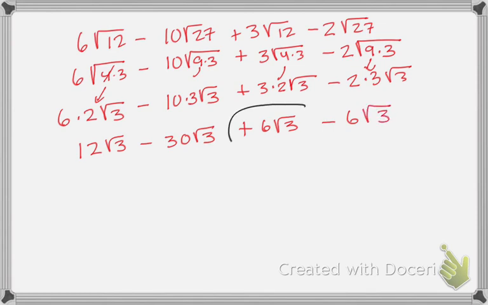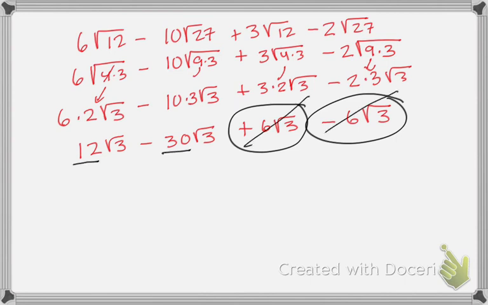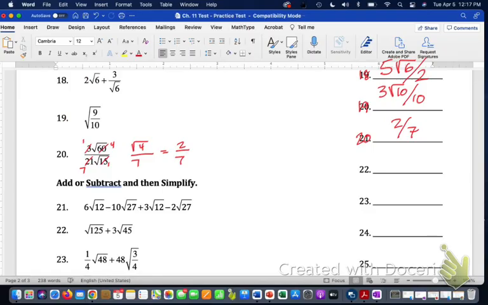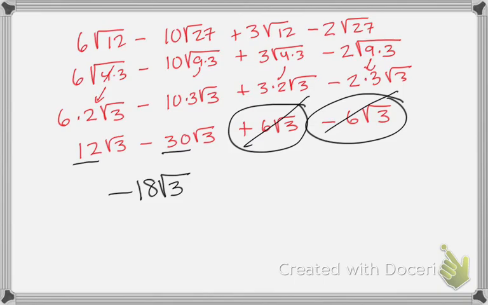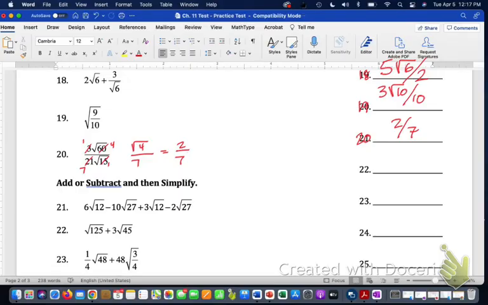Now notice right away we have additive inverses. These are going to cancel out, so I'm really left with 12 minus 30 because they're both rad 3s. 12 minus 30 is negative 18, and I'm still left with rad 3. So it's negative 18 rad 3. And that is number 21.